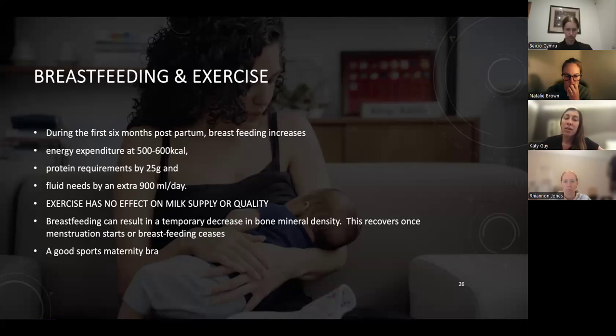The good news is there's been some recent studies, again by the Canadian groups, that show that exercise has absolutely no effect on your milk supply or the quality of the milk you're producing. So by exercising, you are not reducing the milk that you are going to produce for your baby, but you do need to make sure that the energy that is required is topped up.